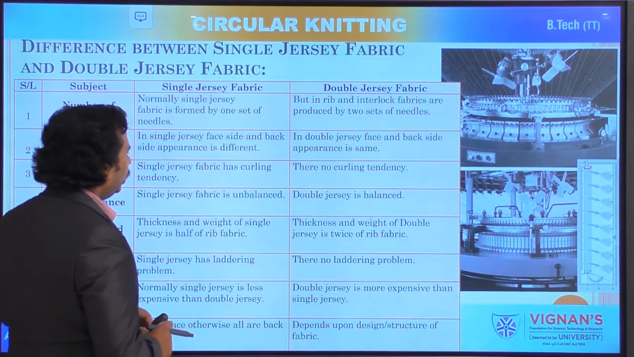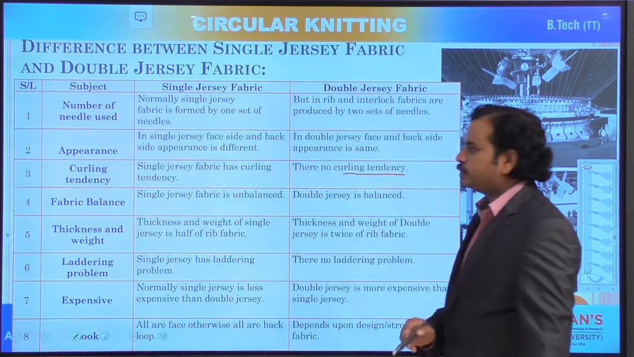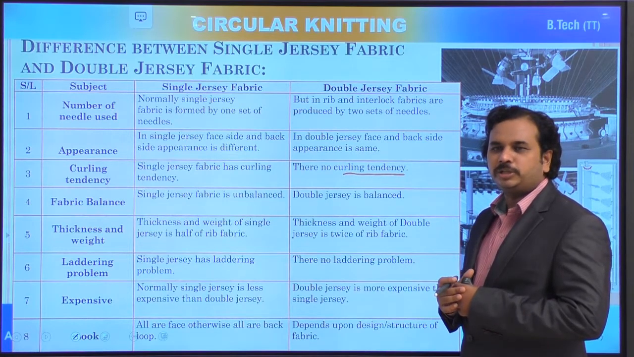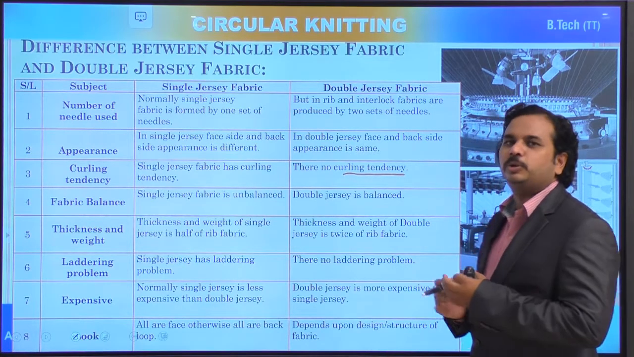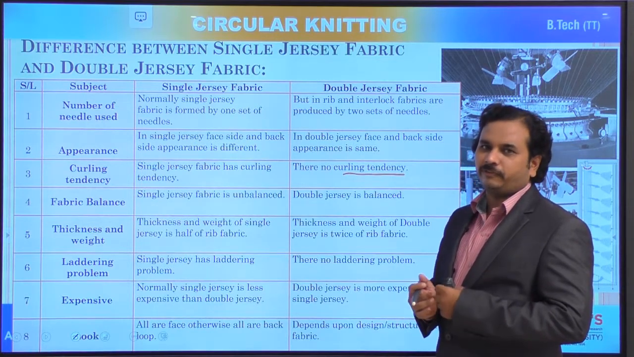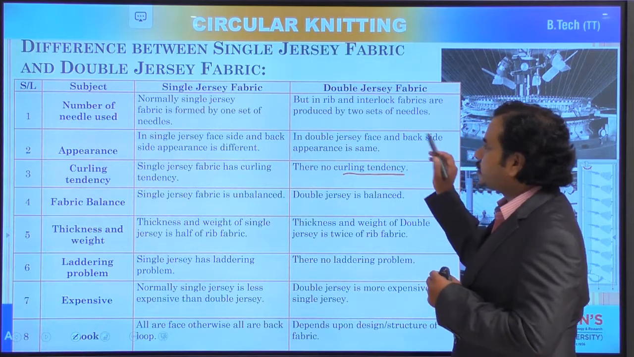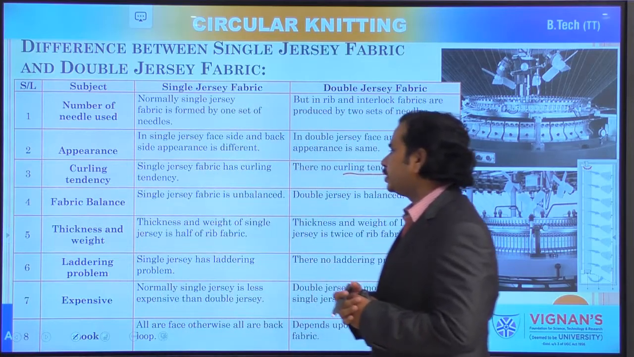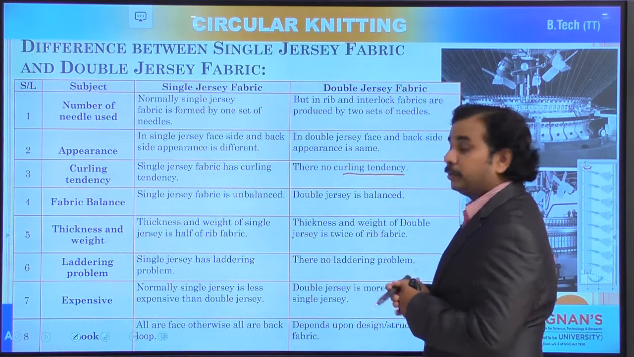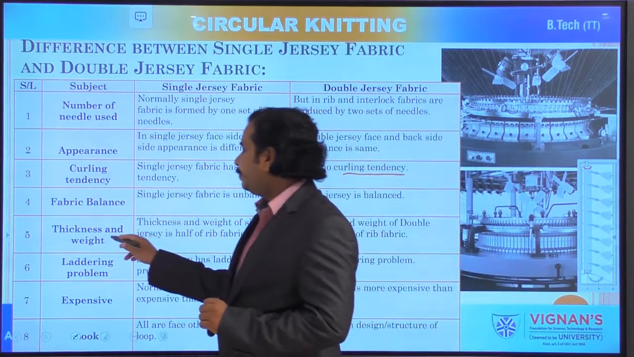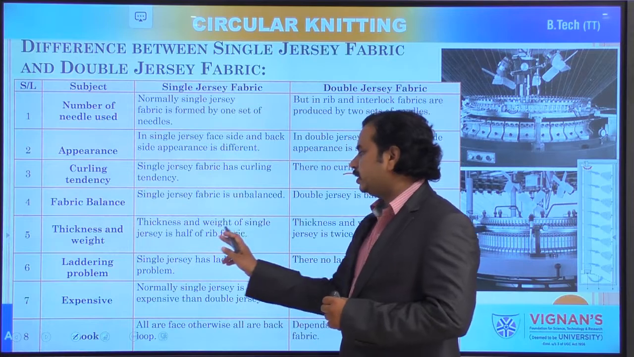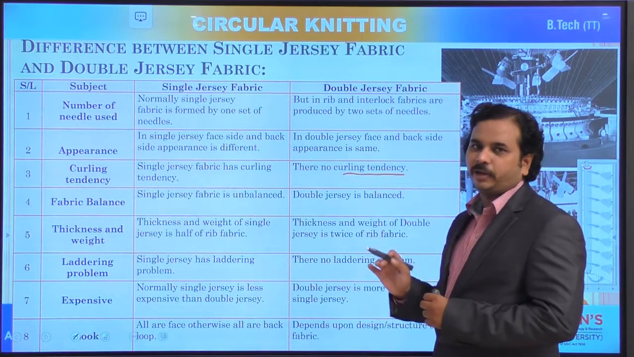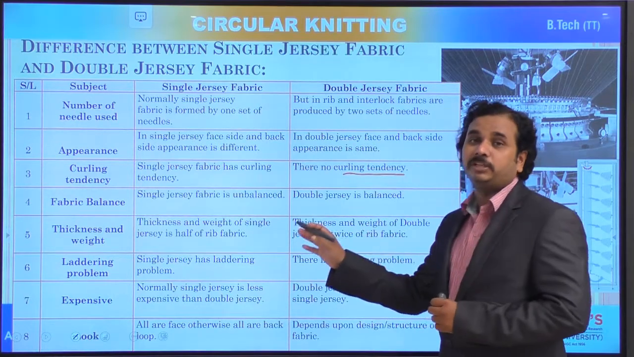And you can observe that there is generally no curling tendency in the case of double jersey fabric, because there is an equal, uniform distribution of the loops. So the strain is also uniformly distributed. Regarding fabric balance, single jersey fabrics are mostly unbalanced and double jersey fabrics are balanced structures. The thickness and weight of single jersey is half of the rib fabric, and the thickness and weight of the double jersey is twice of the rib fabric, and sometimes you can say twice of the single jersey fabrics.